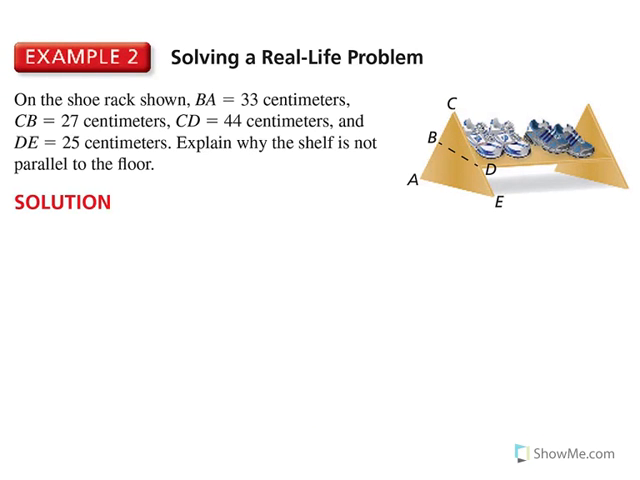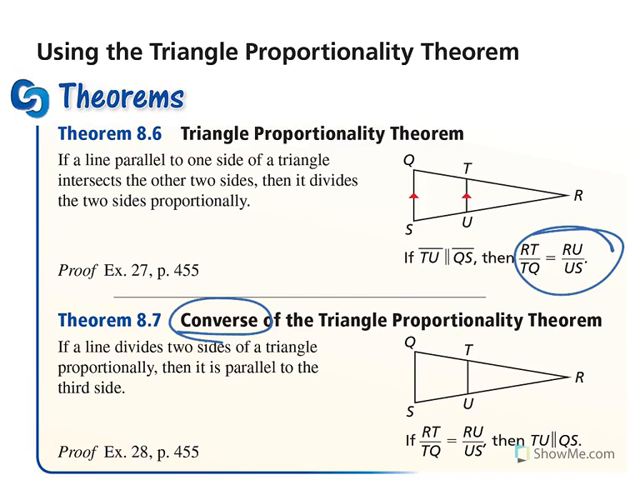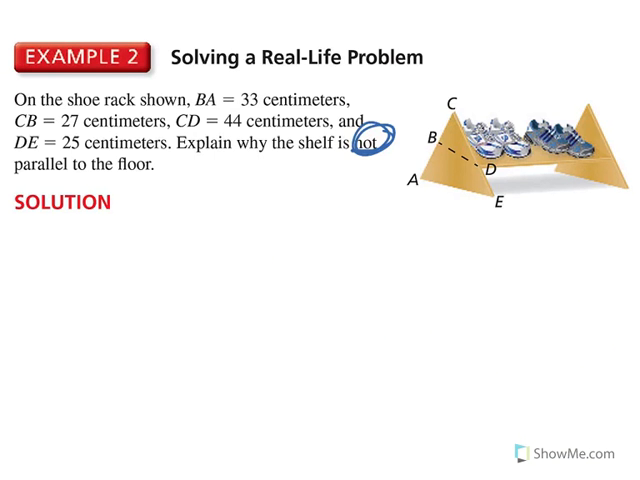In the second problem, it has these triangles set up, and it gives us the lengths of all of them, and it tells us to explain why the shelf is not parallel. Okay, so in order for it to be parallel, using our converse of triangle proportionality theorem, if we can set up their proportions, and they're true, then we can say that they are parallel. So we're going to set up these proportions.